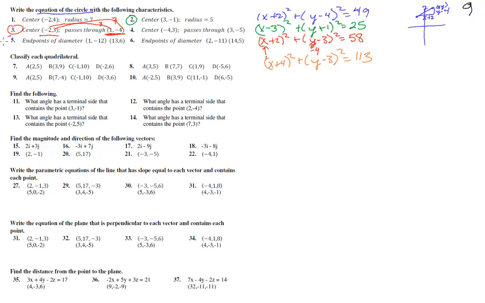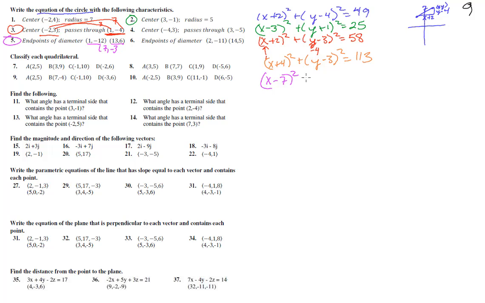All right, number 5. Endpoints of the diameter. Oh, so we have to find the center. So we have to average these two. The average of 1 and 13 is 7. So we have x minus 7 squared. Maybe I should write that up. We actually have the center 7, and for negative 12 and 6, add those two together, you get negative 6 divided by 2 is negative 3.